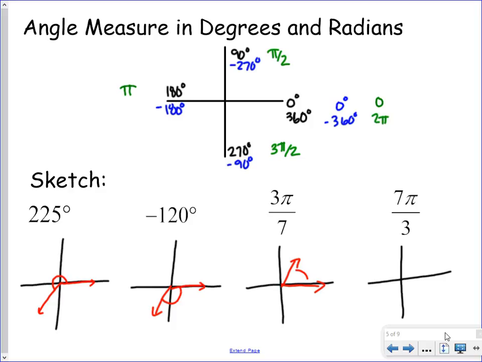And what I'd like for you to do is talk in your small groups about why he put his angle right there. Why is the terminal side located in quadrant 1? See if your group can come up with a description that makes sense to you. Go ahead and have that discussion.